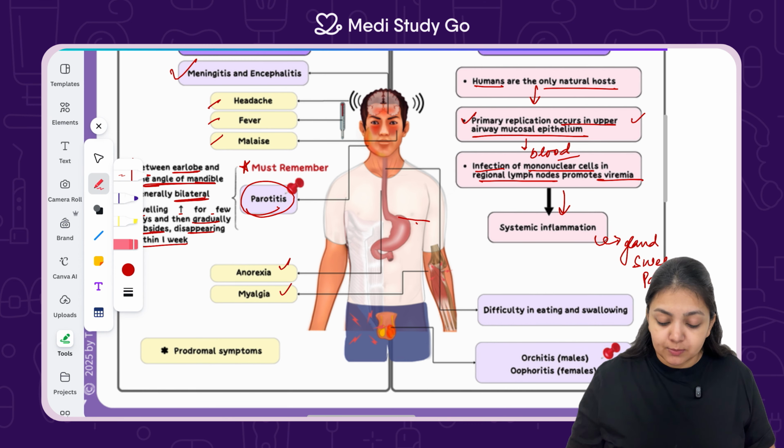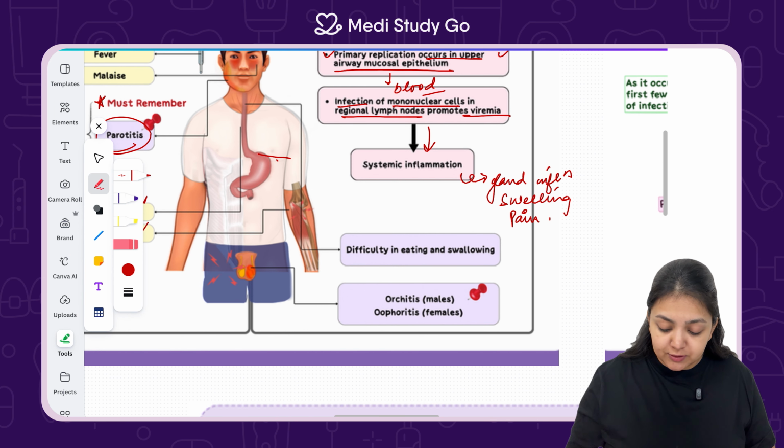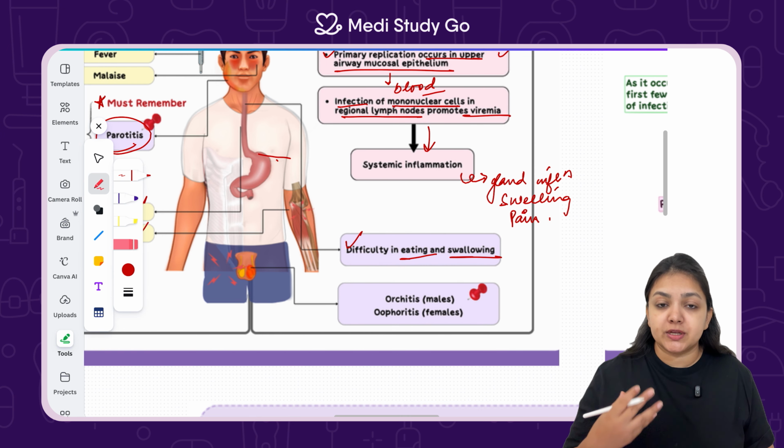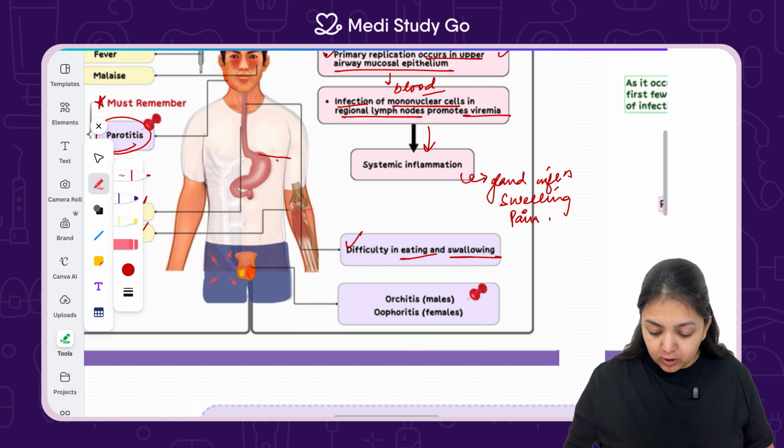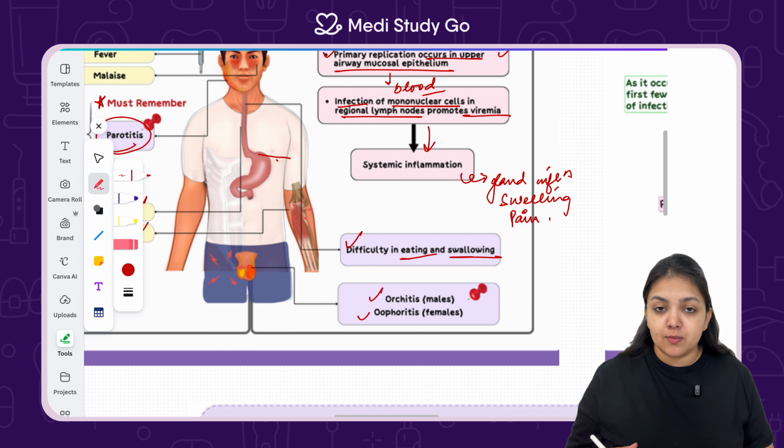So the prodromal symptoms are going to be those of any infection like headache, fever, malaise, myalgia, etc. There's going to be difficulty in eating and swallowing because the respiratory tract is involved and inflamed, which leads to pressure on the food pipe as well. And there's going to be orchitis and oophoritis in males and females, which is the inflammation of the reproductive system also. So inflammation in the body overall can lead to symptoms in any part of the body, and hence that way you can write down the clinical features for this disease.